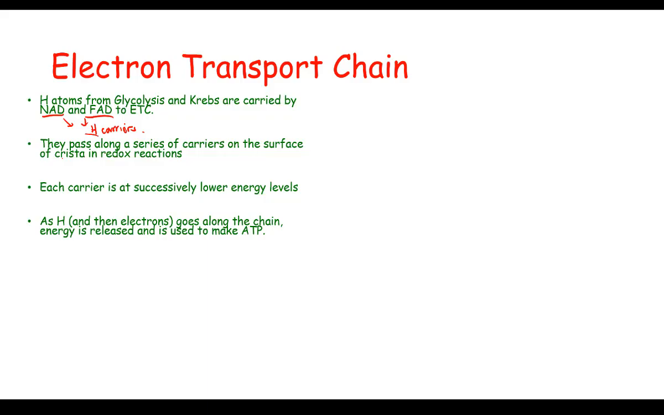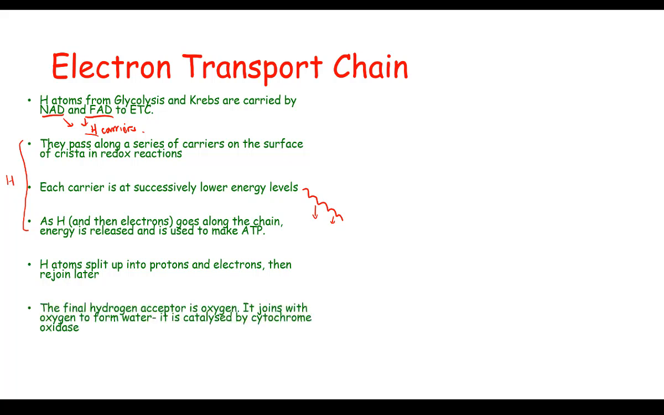Because it's being passed along these carriers, which are at lower energy levels, along the way some energy gets released to produce ATP, which was the whole point of respiration. Now, initially the hydrogen atoms get passed along, but at this point the hydrogen atoms split up into protons and electrons and then rejoin later. The final hydrogen acceptor is oxygen. It joins with oxygen to form water.